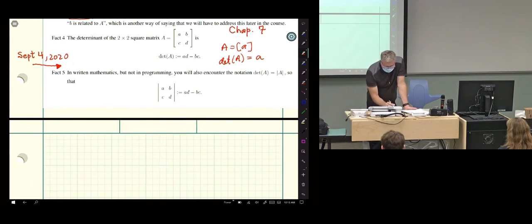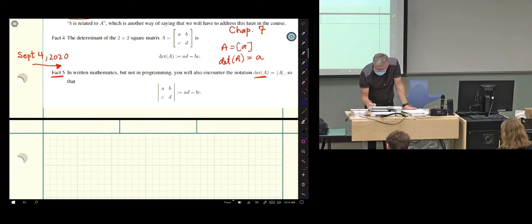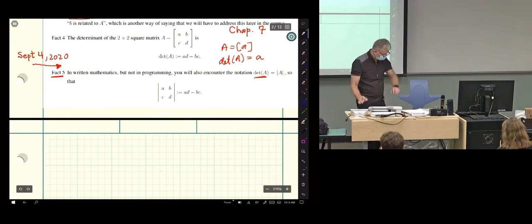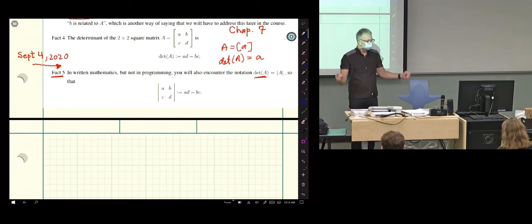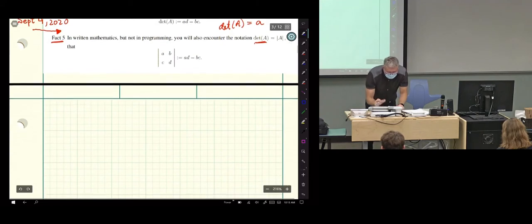Fact 5 here is kind of just interesting because you'll see this in lots of books. Instead of writing det of A, they'll put straight bars around it, so you'll just have this as a notation. This is what you see in computer programming languages, and this is what you'll see in lots of books. Okay, so that's our quick, not so quick, that's our summary. So let's get going on examples.